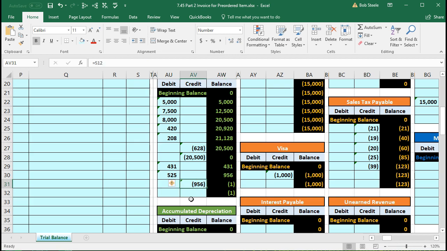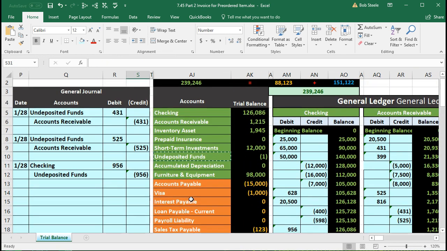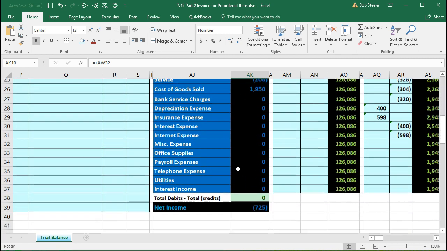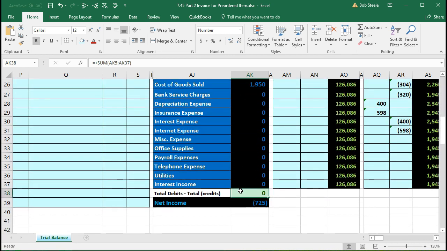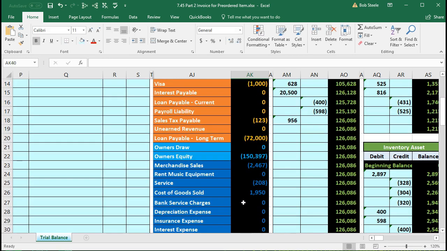If we scroll back over, then we're going to scroll up. We see that same amount here, and we should be back in balance down here. Looks good. Nothing happened to net income, note, from this, even though we're getting money, because we already recorded the revenue at the point in time that we issued the invoice.